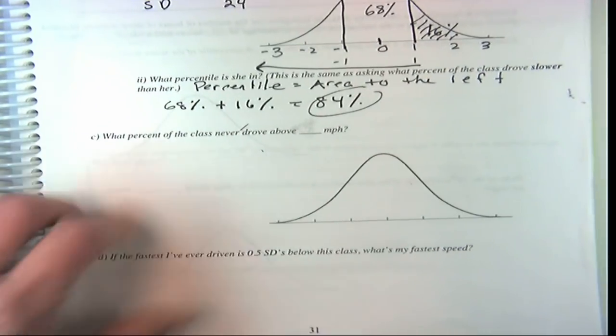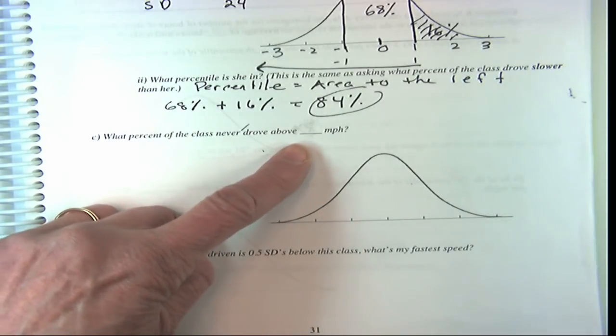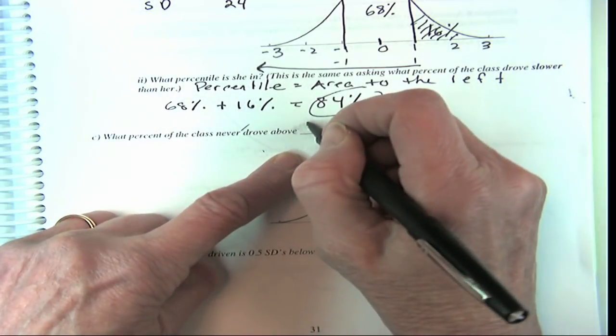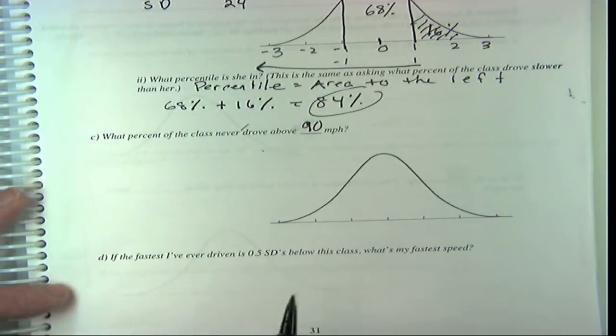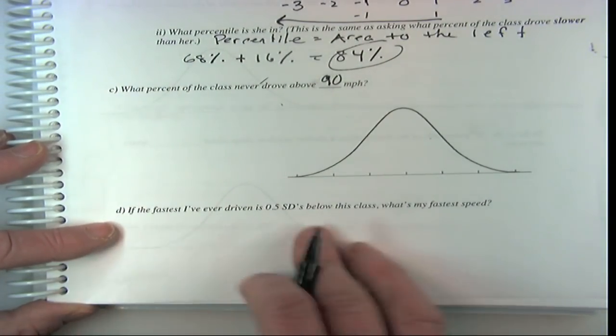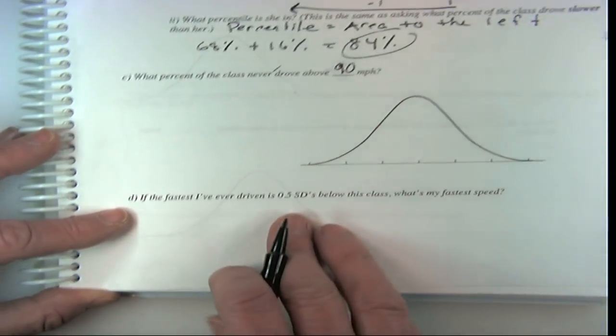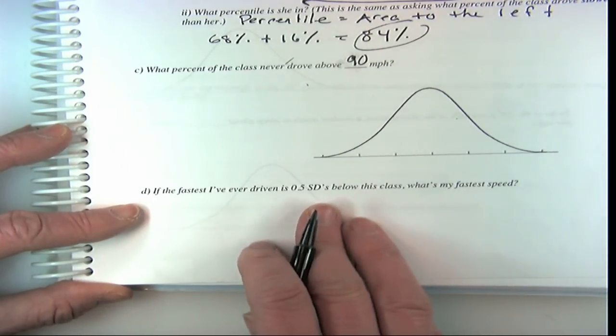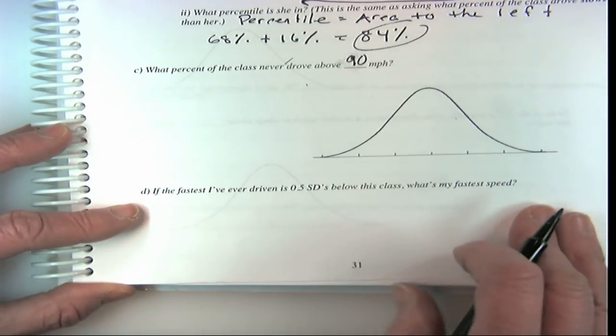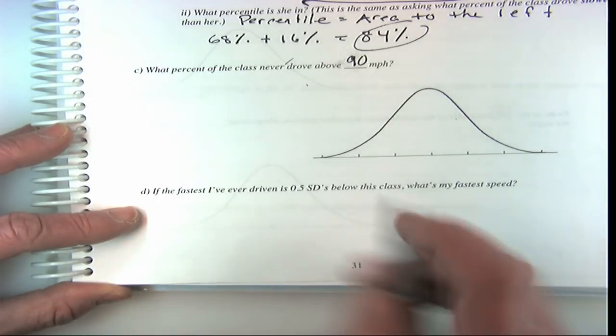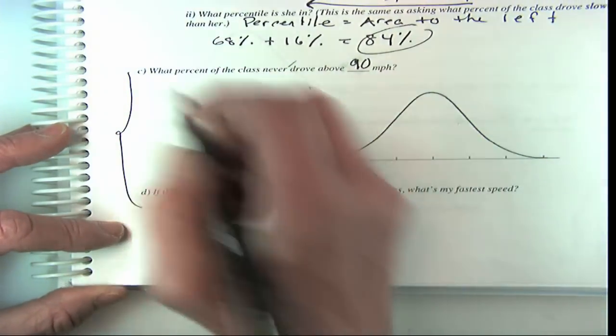So this is what percent of the class never drove above. Let's do a really easy one you could do in your head. If the fastest I've ever driven is 0.5 standard deviations below this class, what's my fastest speed? So why don't you do the rest on your own? Okay?